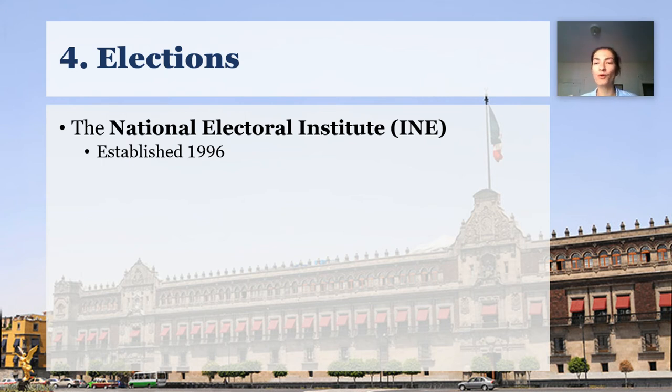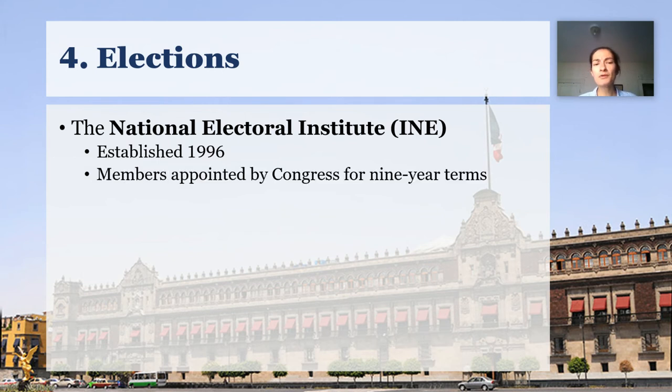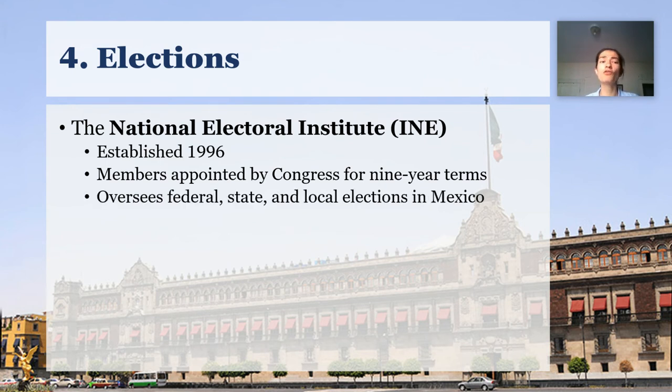It took that power away from the Secretary of Government, I think, who was a member of Mexico's cabinet appointed directly by the president. So the members of this institute are appointed by Congress for 9-year terms, which means that their terms don't necessarily overlap any single presidential administration or any single legislative session. And its job is to oversee federal and state and local elections in Mexico.